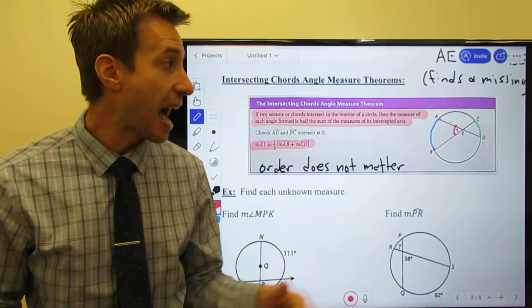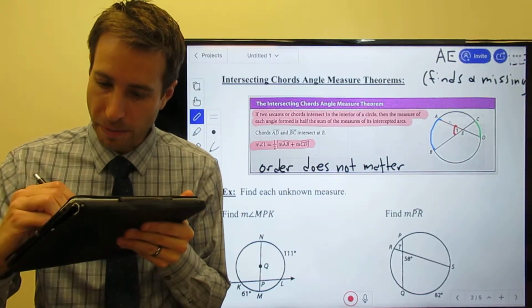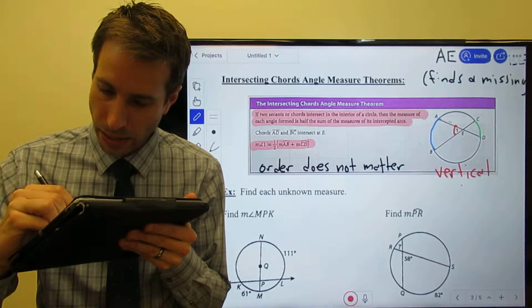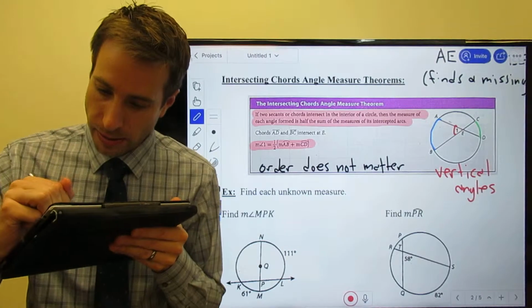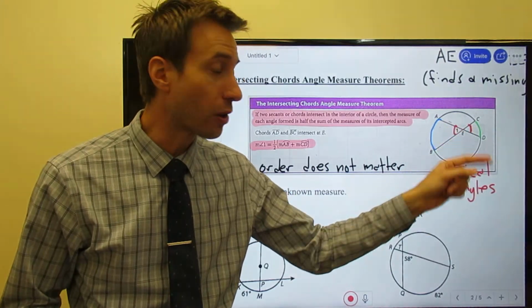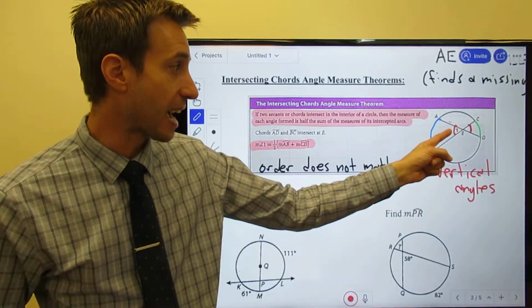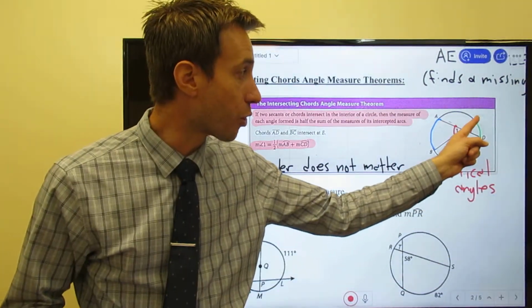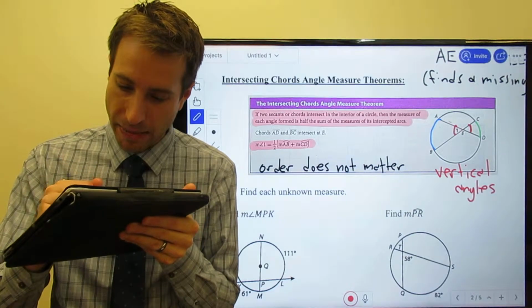The other thing is this. It doesn't have to be this angle. Please notice vertical angles. Whatever this angle is, this guy is the same. Those are vertical angles. So it doesn't matter which one I ask you to solve for. I can either ask you to solve for AEB or I can ask you to solve for CED. It doesn't matter. They're the same.